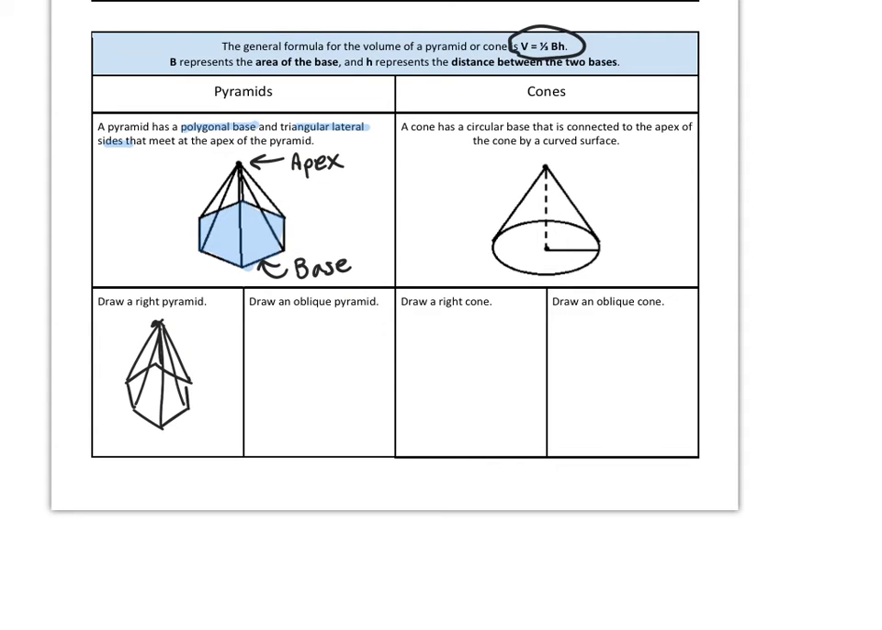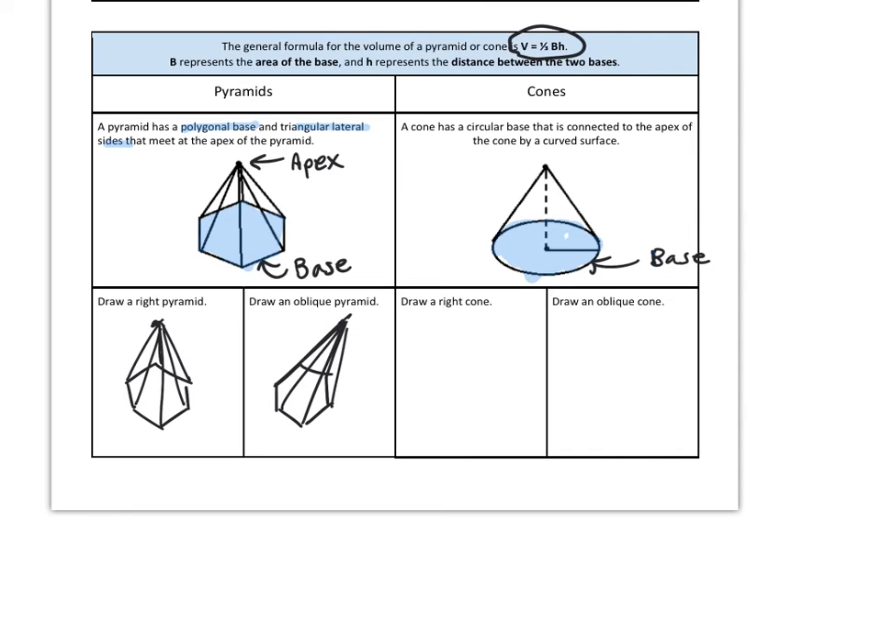And just like with prisms, you could have a right pyramid where the center axis of our pyramid is directly perpendicular to the base, or you could have an oblique pyramid. It's kind of fun to draw a pyramid. You just start with your polygonal base and then you draw your apex. For my oblique pyramid, it's going to be off to the side, and then you connect the dots.